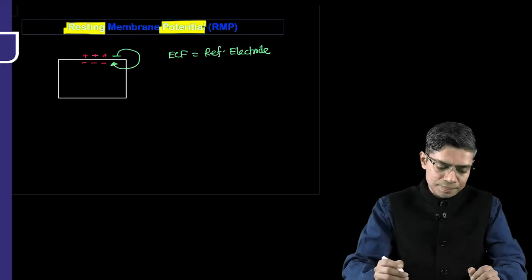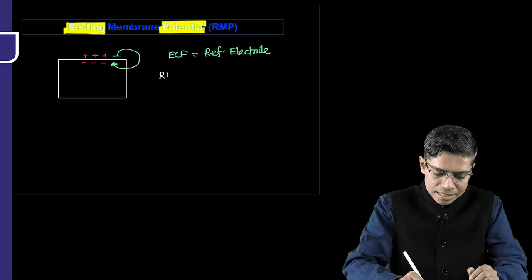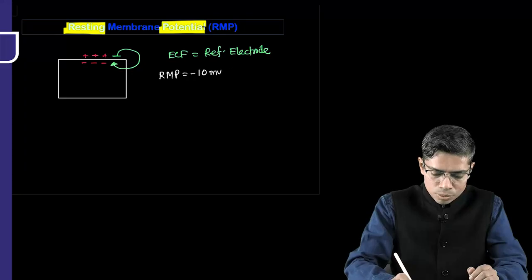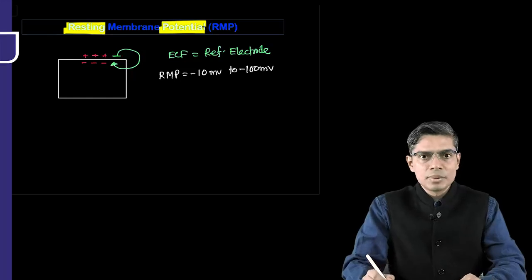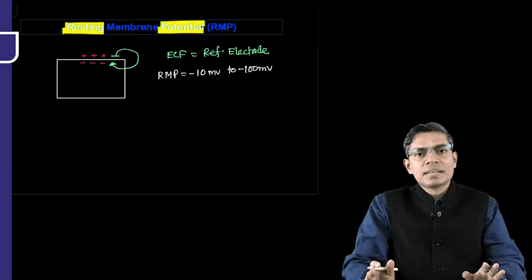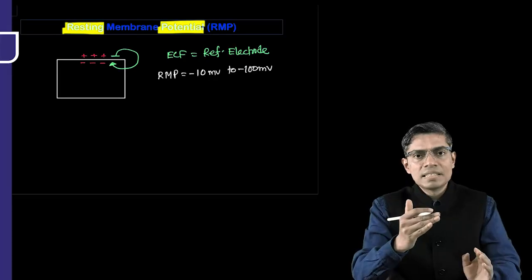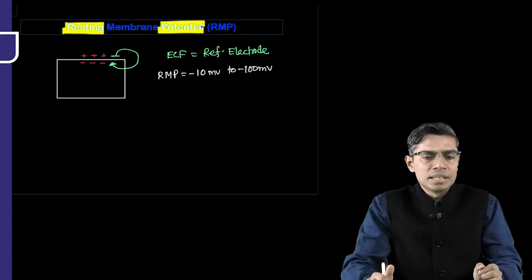In most of the cells, the RMP ranges from minus 10 millivolt to minus 100 millivolt. Different cells have different resting membrane voltages. We will discuss that a little later, but for the time being, remember that it is the potential difference between inside with respect to outside, and the range is from minus 10 to minus 100 millivolt.